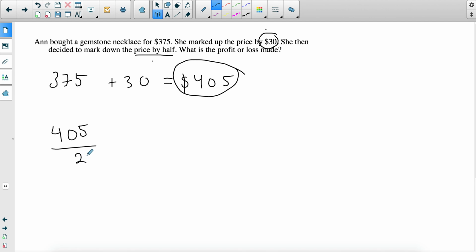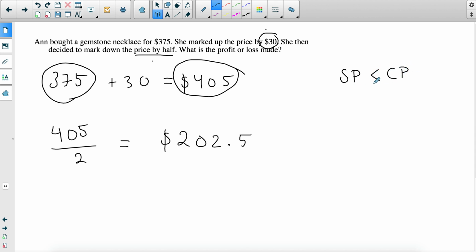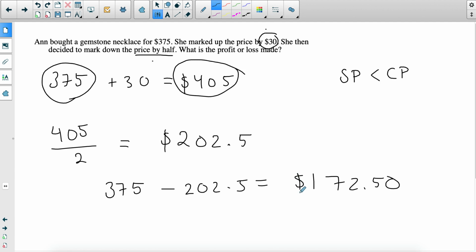And so we get that the new selling price is $202.5. And so is it a profit or a loss? Well, obviously, if she bought it for 375 and she's selling it now for 202.5, the selling price is actually less than the cost price, which means she'll actually make a loss. She's not benefiting from how expensive it was. And so we could go 375 minus 202.5, and so this is when you immediately know that it's a loss. So you get $172.50. So this is a loss.